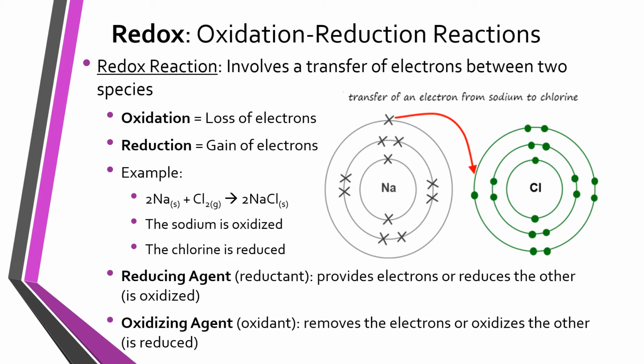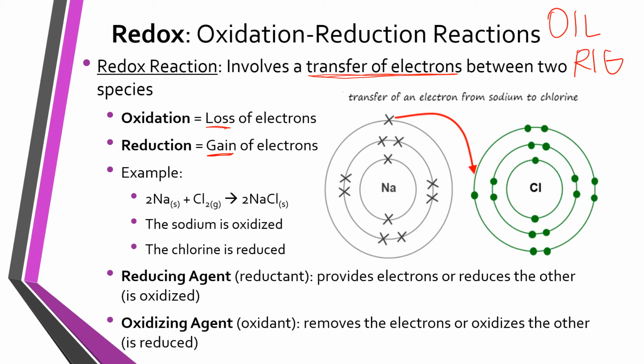A redox reaction involves a transfer of electrons between two species. So oxidation itself is loss of electrons, and reduction is gain of electrons. The way I have always been taught to remember it is OIL RIG. Oxidation Is Loss, Reduction Is Gain. So oxidation is the process of losing electrons, reduction is gaining electrons.